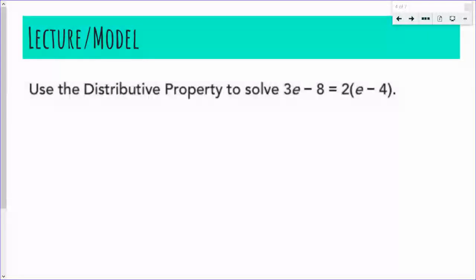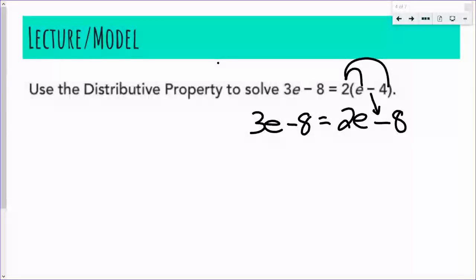Use the distributive property to solve 3e minus 8 equals 2 times (e minus 4). First thing I'm going to do on this side, 2 times e equals 2e minus, there is subtraction in the middle, 2 times 4, which equals 8. Now I have 3e minus 8 equals 2e minus 8. First thing I am going to do is subtract this 2e from both sides.